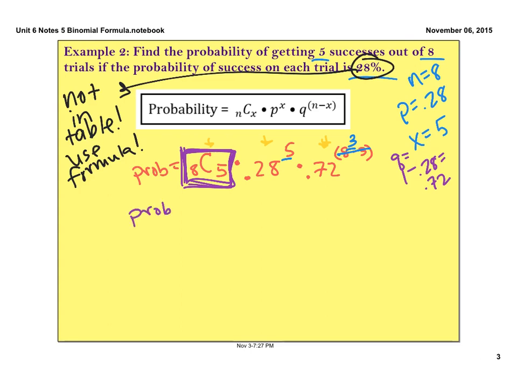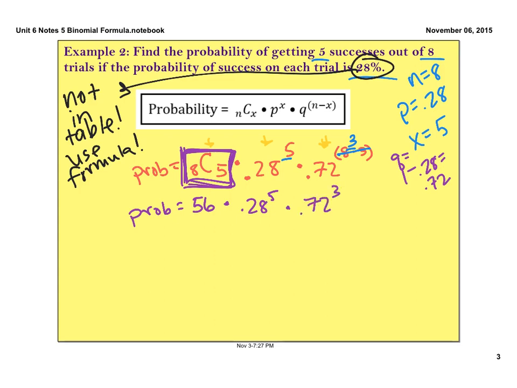So I'm going to go ahead and type that into my calculator. I grab my calculator here. I've got an 8 in first. I hit the math key. I'm using a graphing calculator, so I'm going to hit the math key. I'm going to go over to my probability menu. For me, it's option 3, nCr. And then I put in my 5, and I get 56 there. So 8C5 gives me 56 times 0.28 to the 5th times 0.72 to the 3rd.